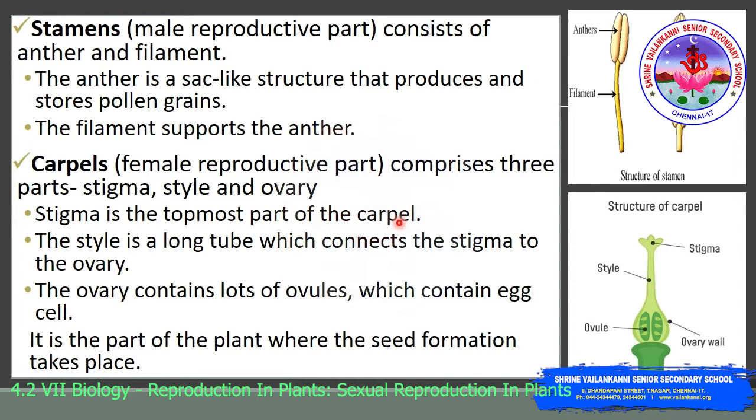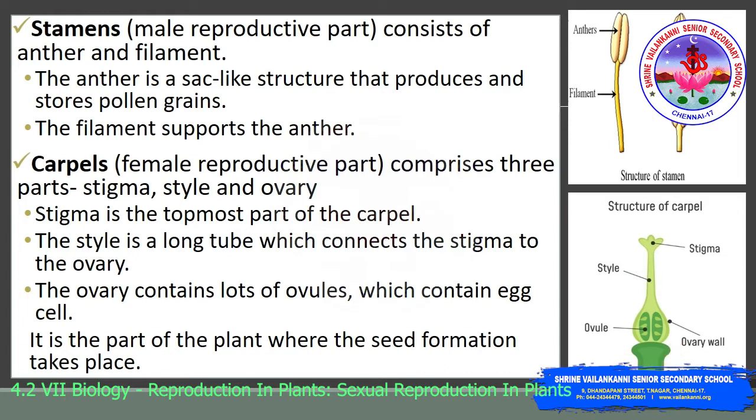The stamen is the male reproductive part and it consists of anther and filament. The anther is a sac-like structure that produces and stores the pollen grains, while the filament is a tube-like structure that supports the anther. Coming to the carpel, it is the female reproductive part and it comprises three parts, which are the stigma, the style and the ovary.